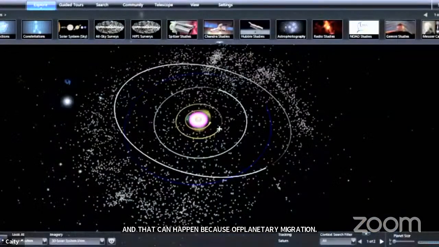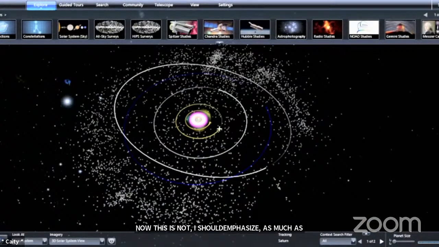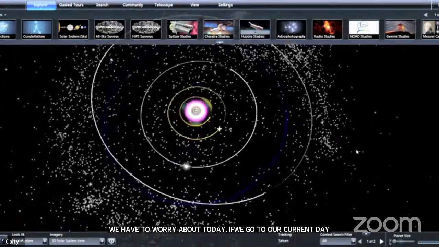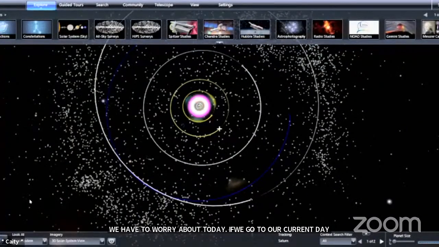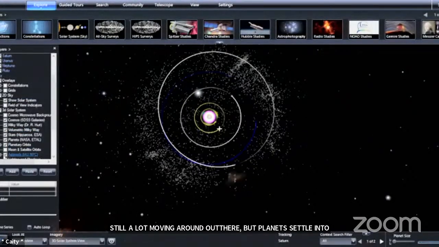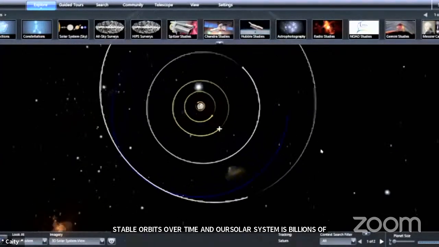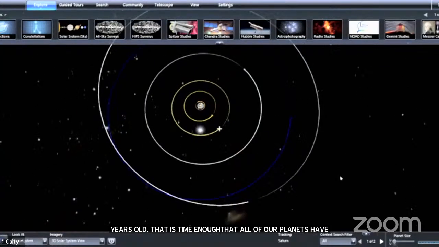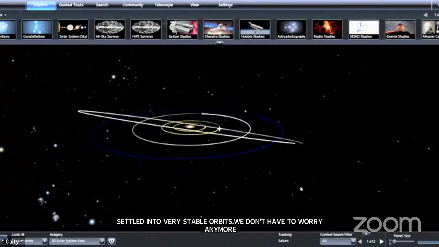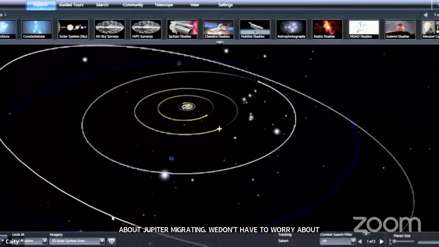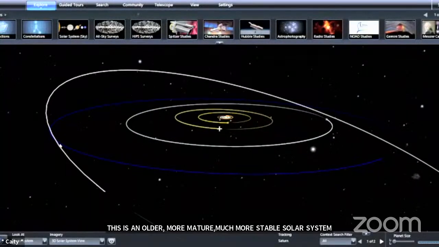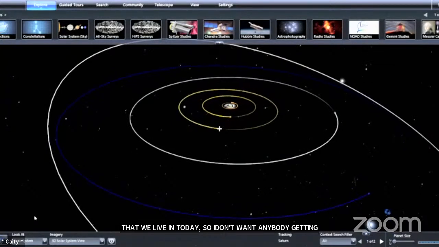Our current day solar system is still a very busy place and there's still a lot moving around out there, but planets settle into stable orbits over time, and our solar system is billions of years old. That is time enough that all of our planets have settled into very stable orbits. So we don't have to worry anymore about Jupiter migrating, or about planets getting flung out of the solar system. This is an older, more mature, much more stable solar system. So I don't want anybody getting nervous that Earth will get flung out of the solar system or pushed into the sun because Jupiter decides to go for a walk again. This is an early solar system problem.